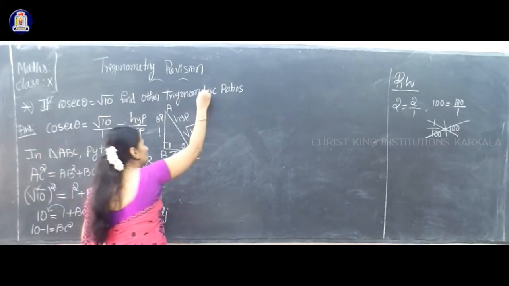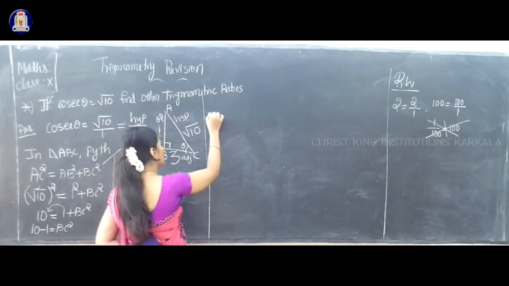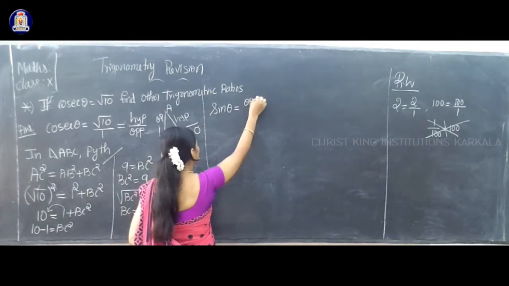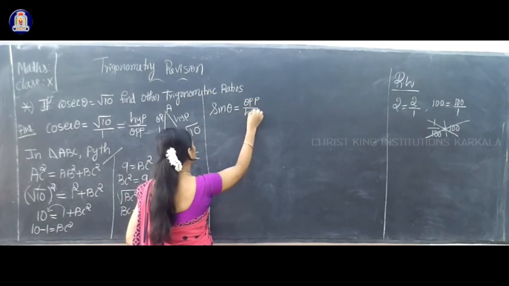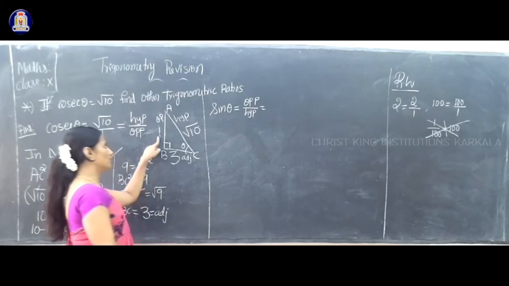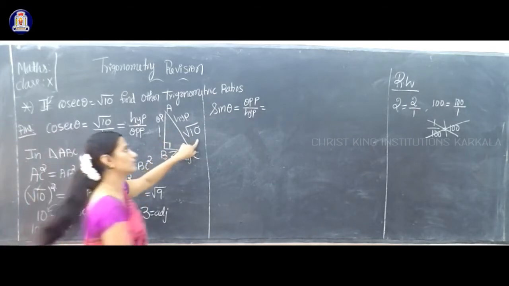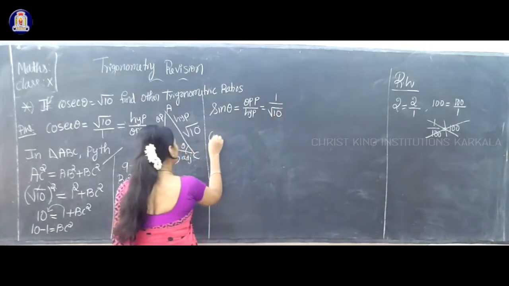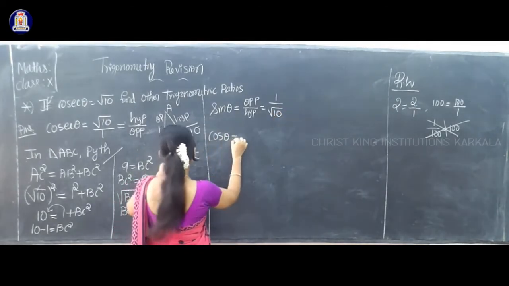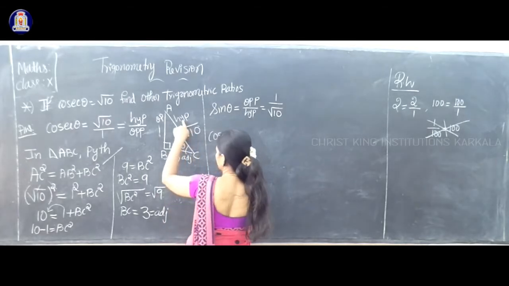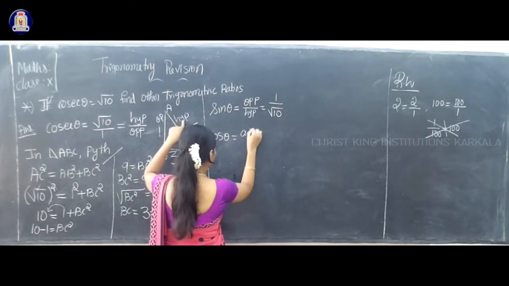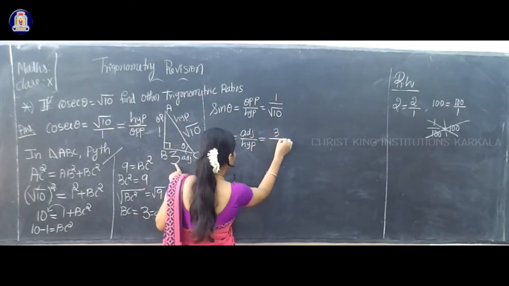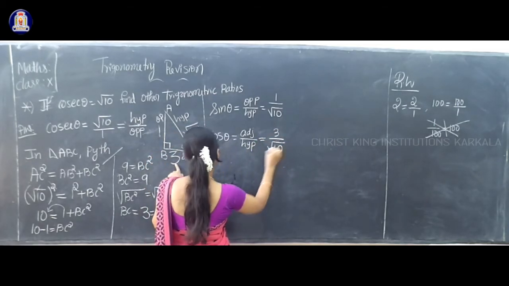Now write all trigonometric ratios. So first is sin theta. Definition is what? Opposite side divided by hypotenuse side. So which is your opposite side? 1 divided by square root of 10. Next is cos theta. Cos theta is what? Adjacent side divided by hypotenuse side. So adjacent side is what? 3. So hypotenuse side is square root of 10.